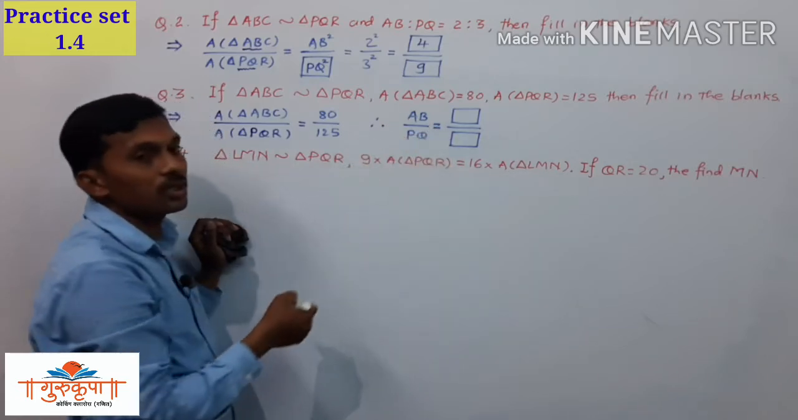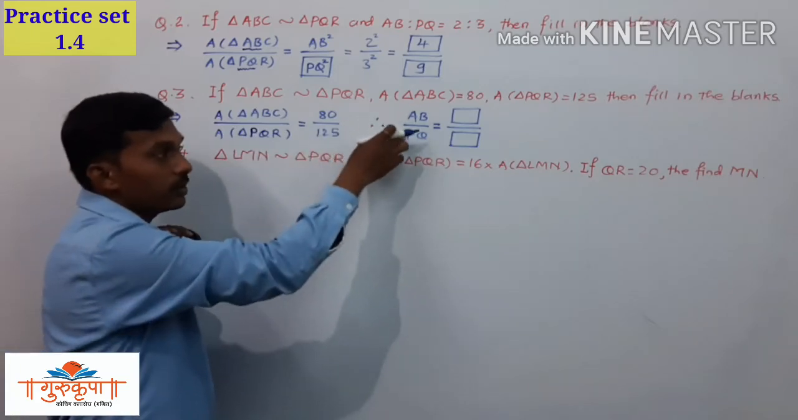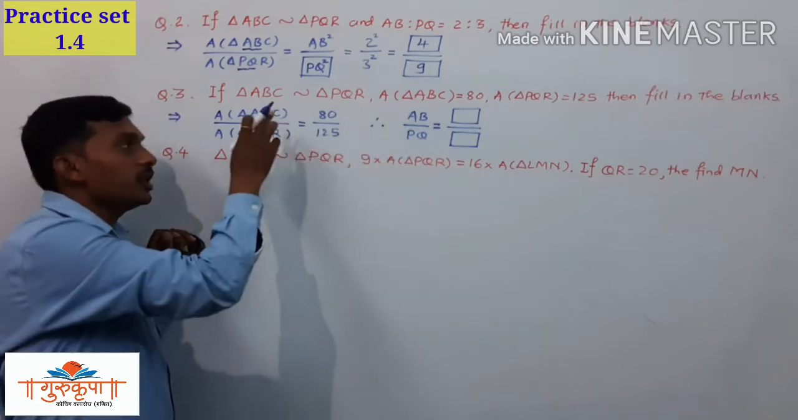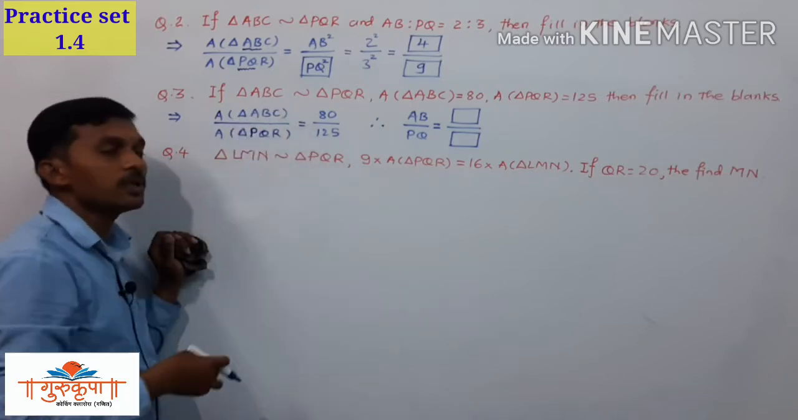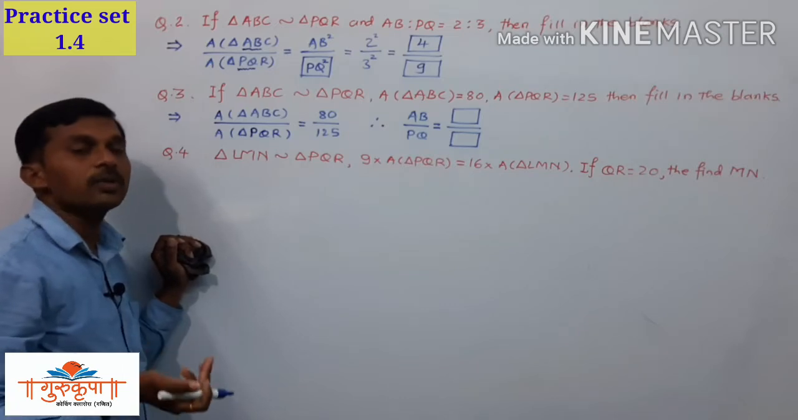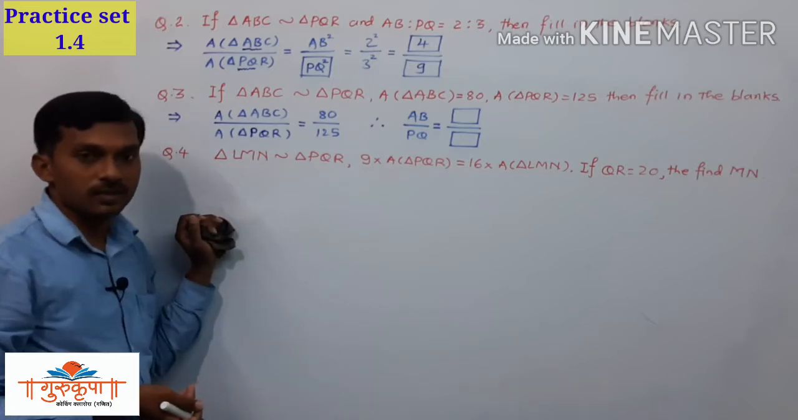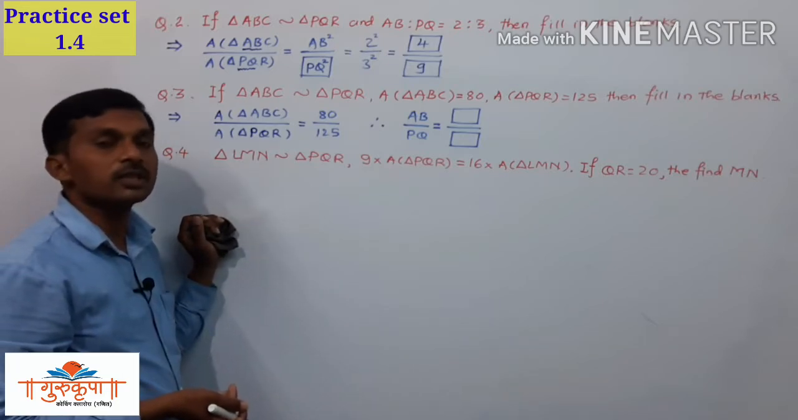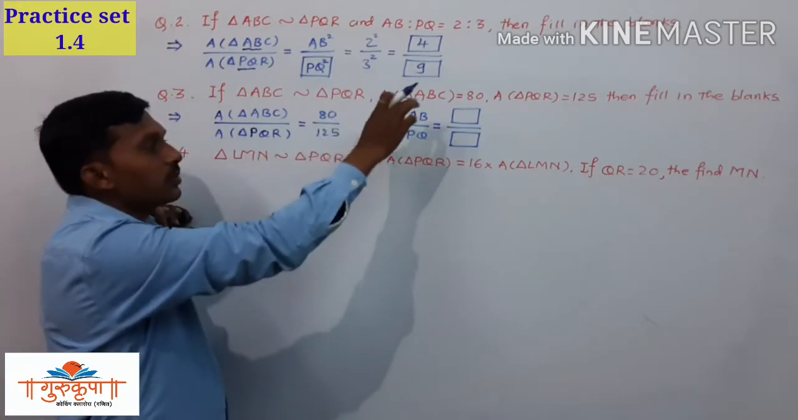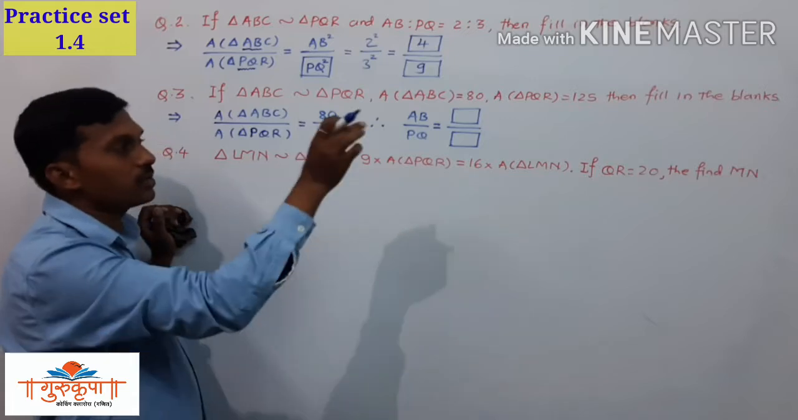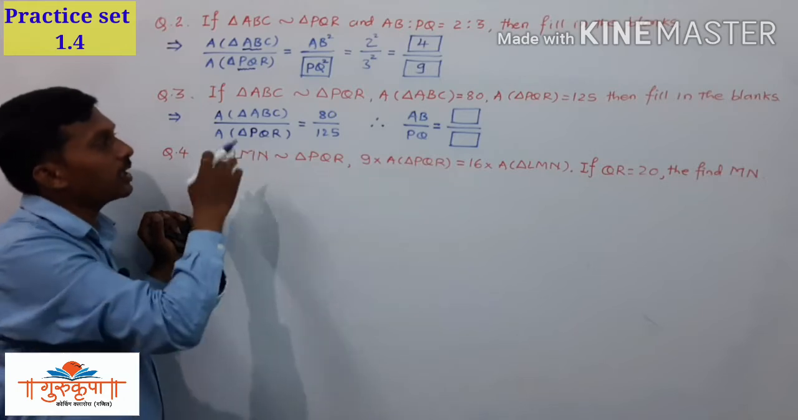AB and PQ are the corresponding sides of the two similar triangles, and we know that the ratio of the areas of two similar triangles is equal to the ratio of the squares of their corresponding sides. So here we need not write anything, we just have to fill in the blanks, whatever the empty boxes are there, that we have to fill. So how can we write the answer of that question?